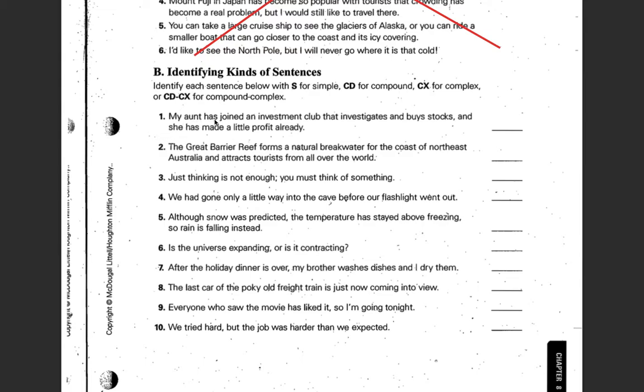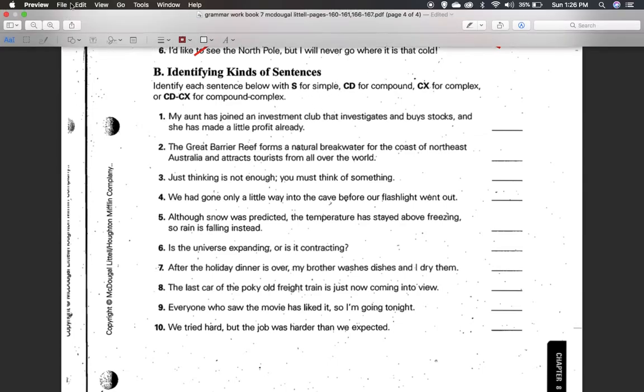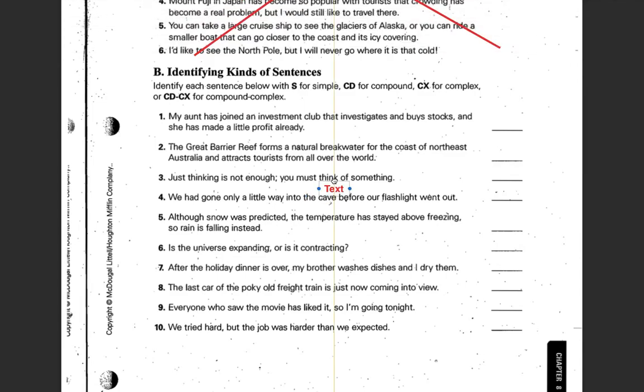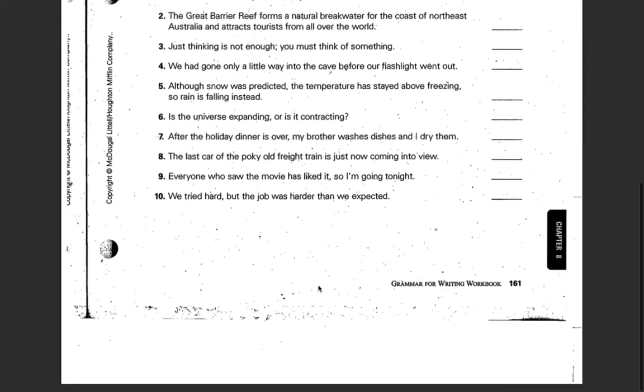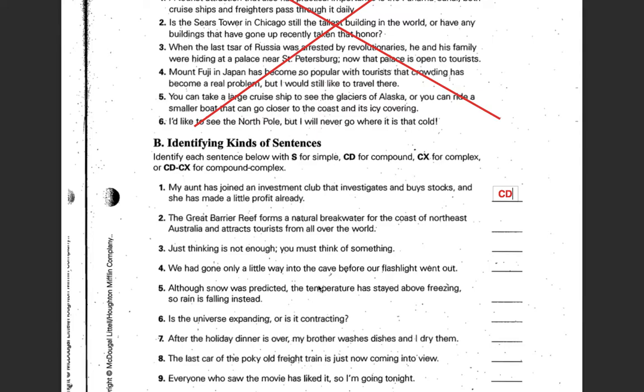Number one says, my aunt has joined an investment club that investigates and buys stocks, and she has made a little profit already. Okay, so if I have a look at this, I know that this whole first part is the first independent clause. I have a coordinating conjunction here, and this is my second independent clause. So number one consists of two independent clauses, so it's a compound sentence. I'm going to write here, it's a compound sentence. And that's all you need to know about simple, compound, complex, and compound complex sentences.